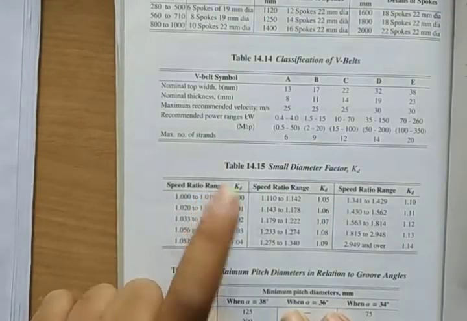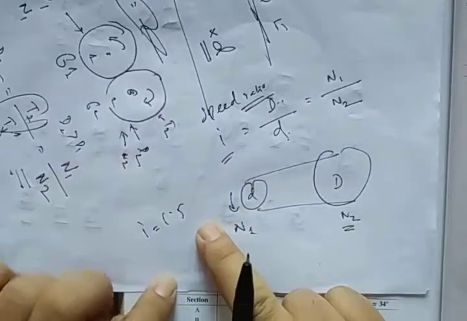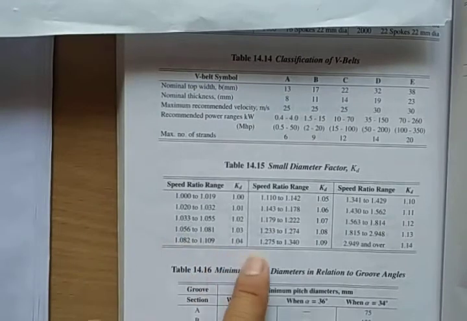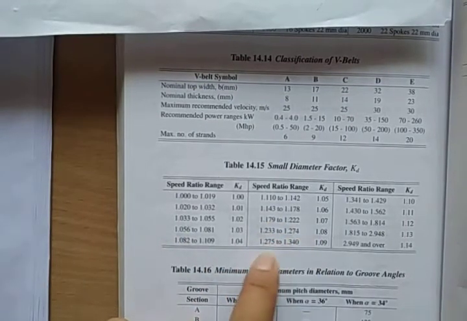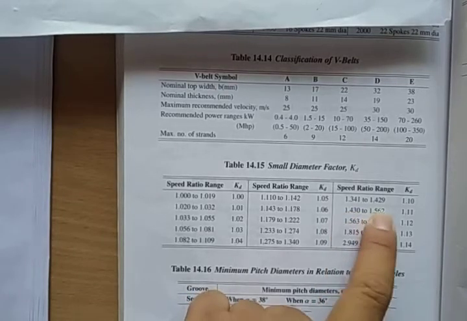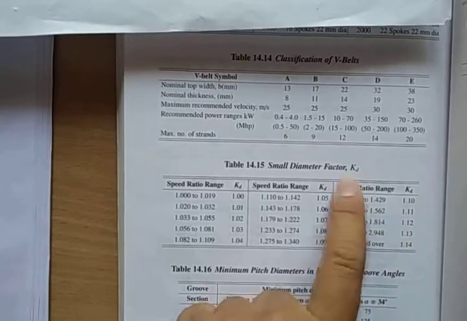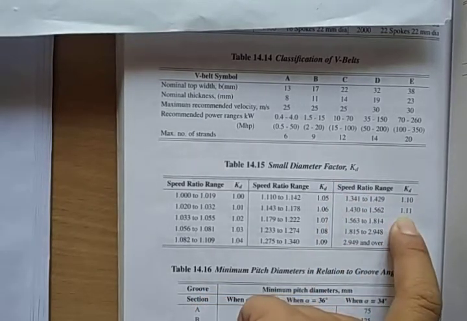Now look at the speed ratio range. Let's say your speed ratio is around 1.5 after finding the ratio of diameters. Find where 1.5 lies. It will lie in this range, 1.430 to 1.56, so 1.5 is your value. So your small diameter factor is 1.11.